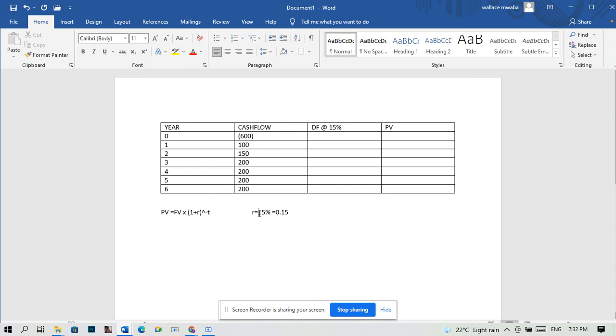So our 15%, we divide it by 100, we get 0.15. Whose mic is on?